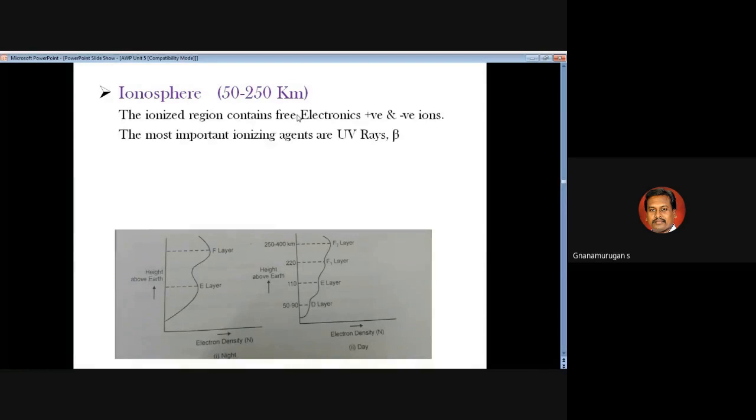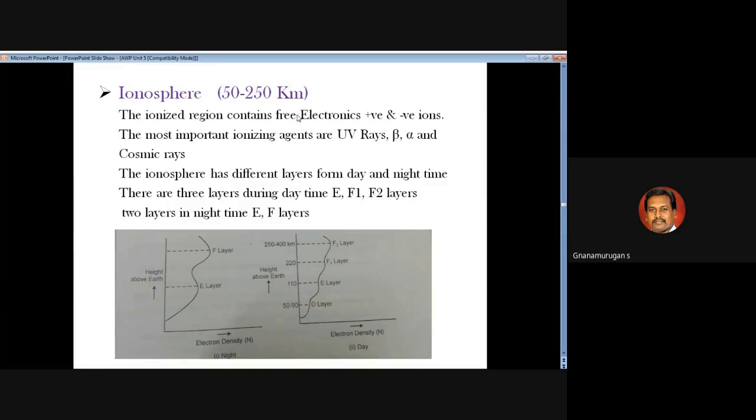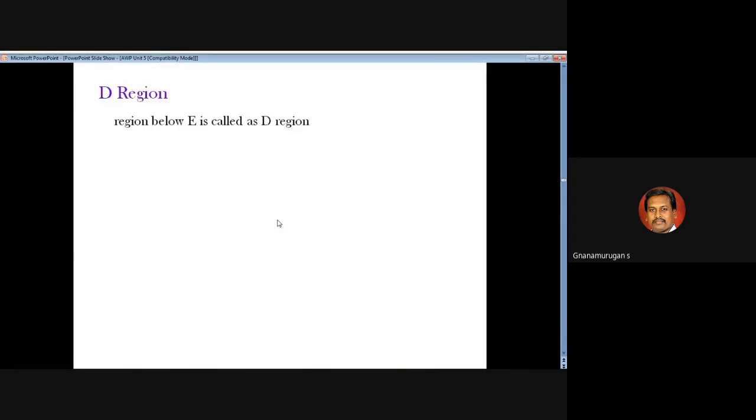Okay, and the ionosphere. What is the operation of the ionosphere here? The ionosphere is available at 50 to 250 kilometers. In the ionosphere, you can transmit rays, that is, U rays, beta rays, and alpha cosmic rays. In this ionosphere, different layers are available for daytime and nighttime. The daytime layers are the E layer, F1 layer, and F2 layer, and the nighttime layers are the E and F layers.